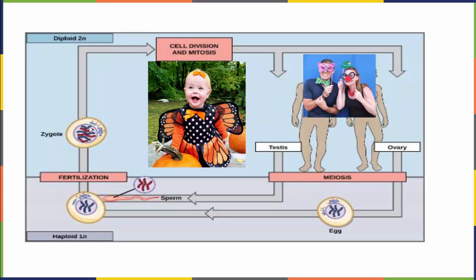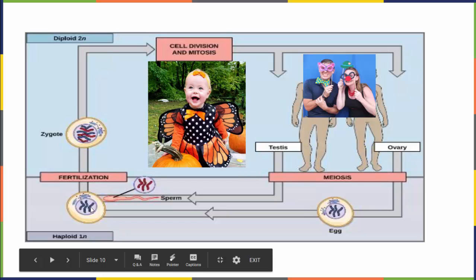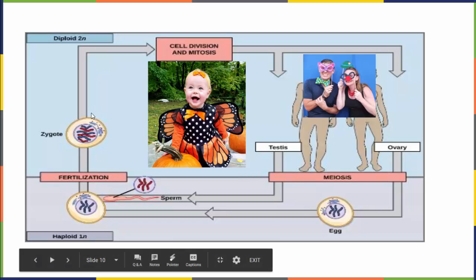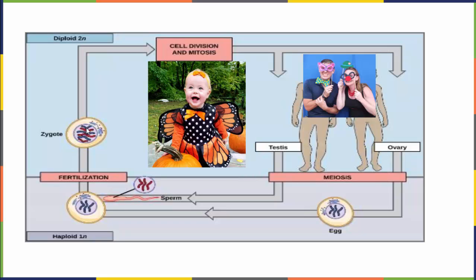So now we have 2 copies of each. The sperm had 3 chromosomes, and the egg had 3. Obviously they didn't put all 46 in the cartoon picture here. But you can see that once the egg has been fertilized, now we've got 2 copies of each of those, which means it's now diploid. And then through cell division and mitosis, lots of growing, you end up with a baby at the end.